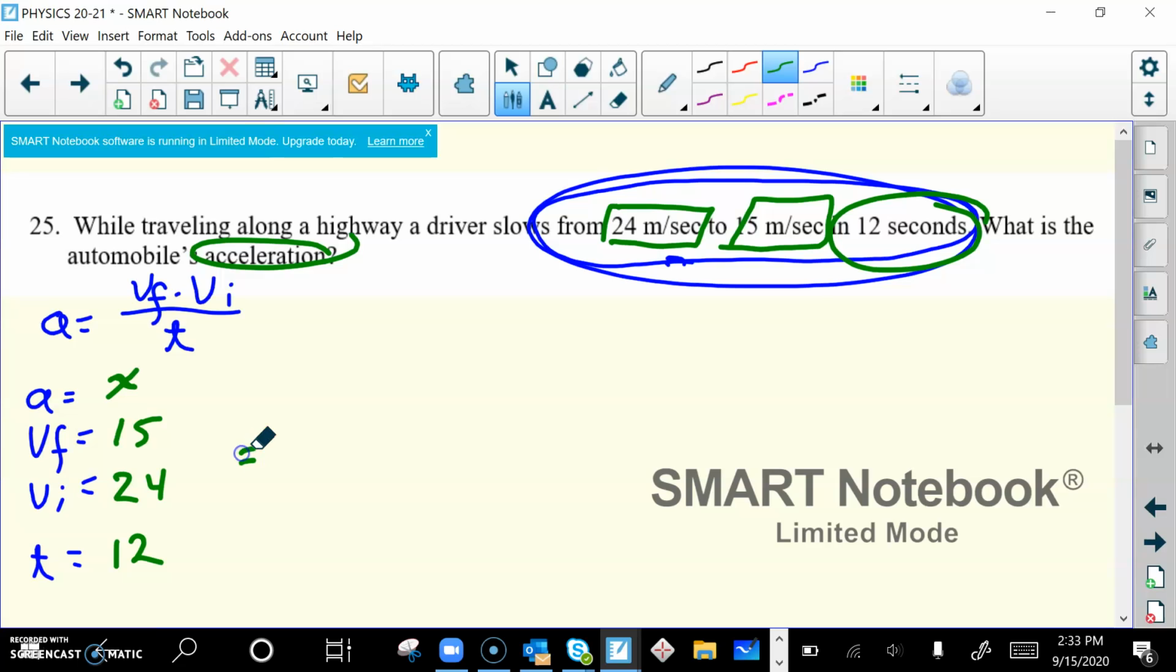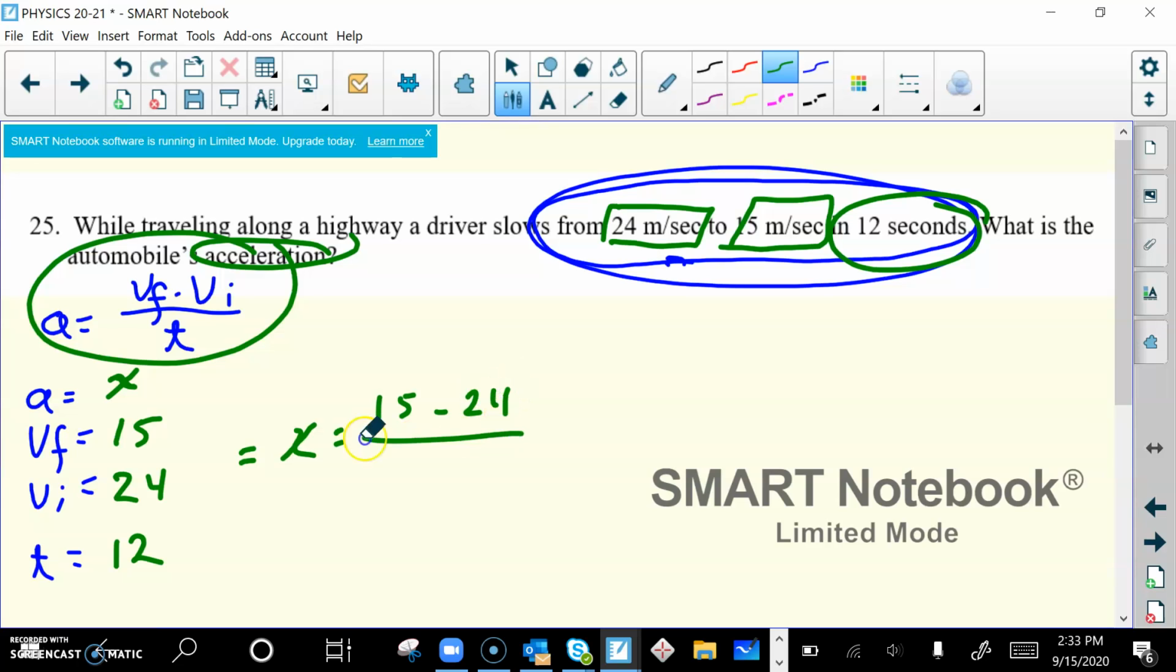So what's the next step? You plug it into this. X equals velocity final 15 minus 24 over 12. Also, he's slowing down or he's stopping. So you know whatever you get as an answer is going to be negative. Okay. And if it is not negative, go back to look through it to see what you did.